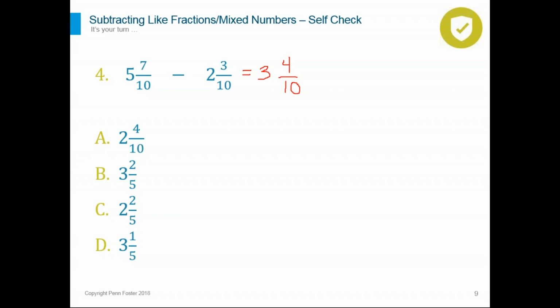4 and 10, two even numbers. The common factor between 4 and 10 would have to be what? 2. So divide over 2, top and bottom, to simplify the fraction part. Do not divide the 3 over 2. So it'll be 3 and then 2 over 5. 3 and 2/5 is the difference between these two mixed numbers. So the answer is B. Any questions on this problem?